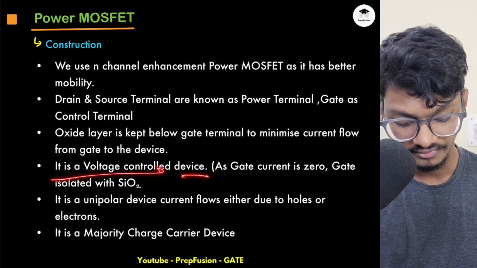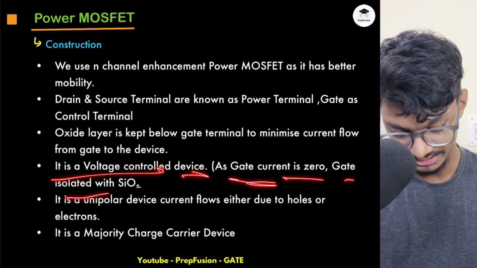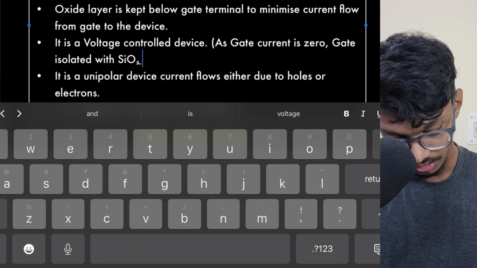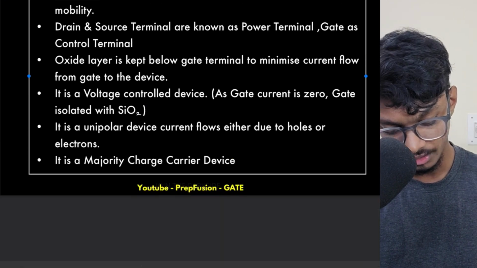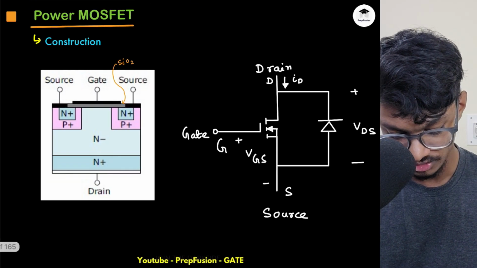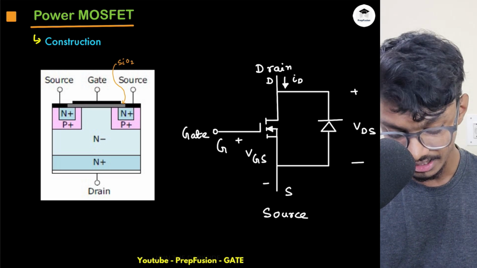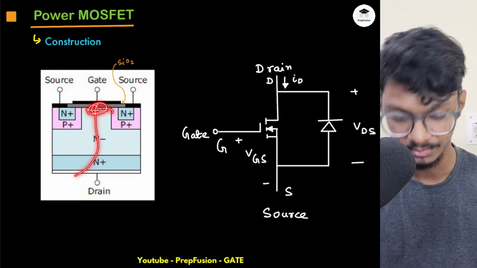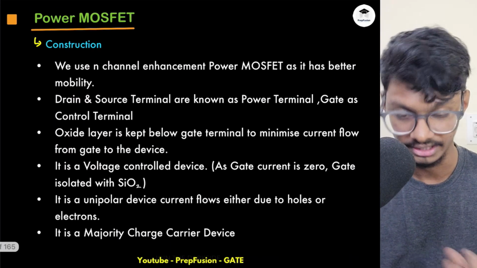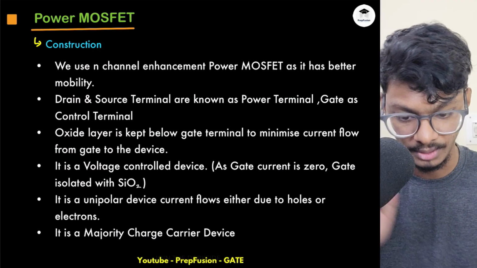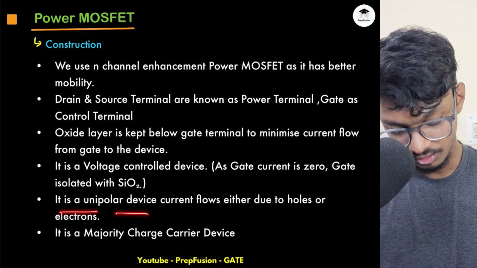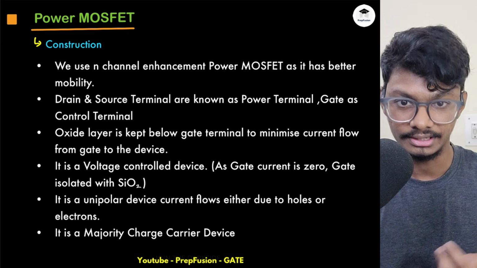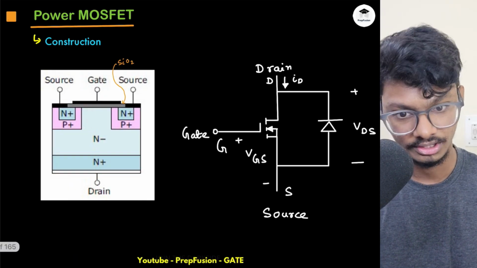It is a voltage control device, as gate current is 0, right? It is isolated with the SiO2 layer, so gate current is 0 anyway. Hence we control through gate voltage. If we apply a voltage over here, an electric field is generated, and obviously charges like electrons and holes are attracted here, and there is a path for current flow. I hope you understood that in the MOS physics part. It is a unipolar device, as current flows due to either holes or electrons, not both, right?